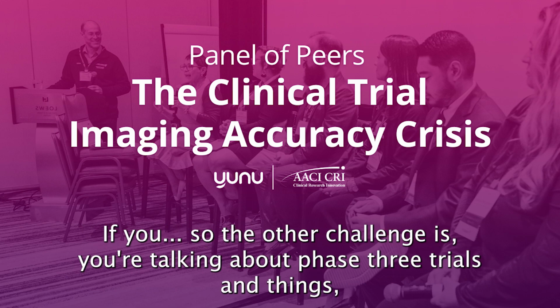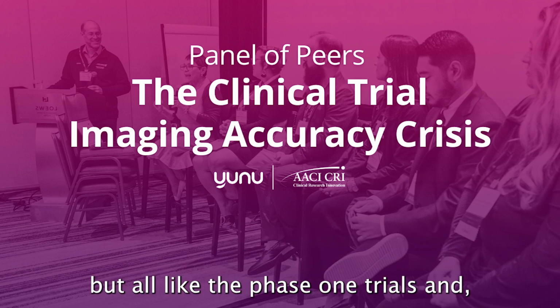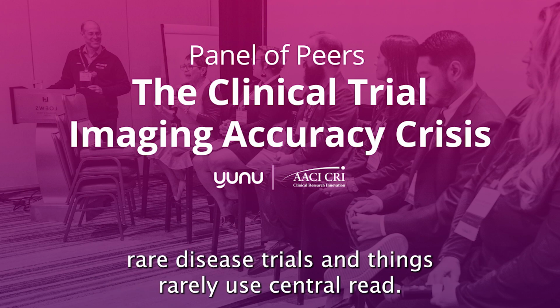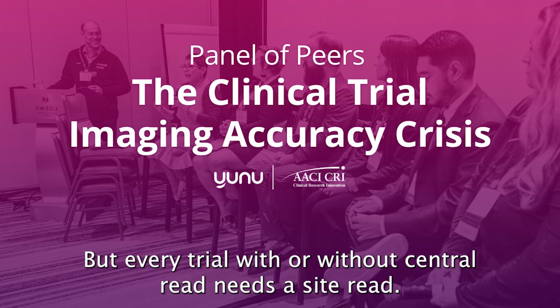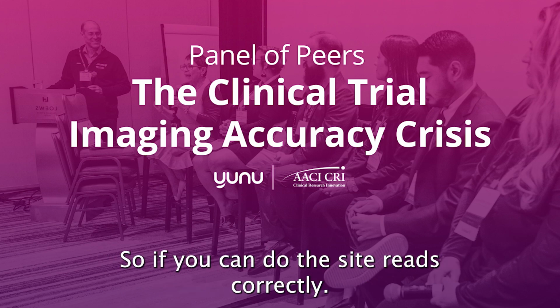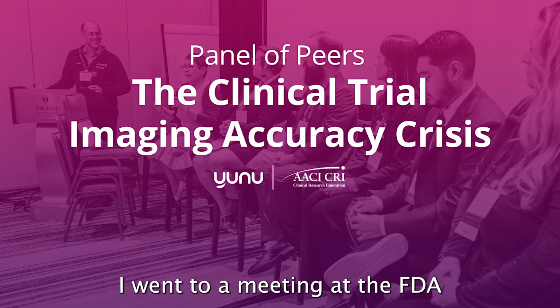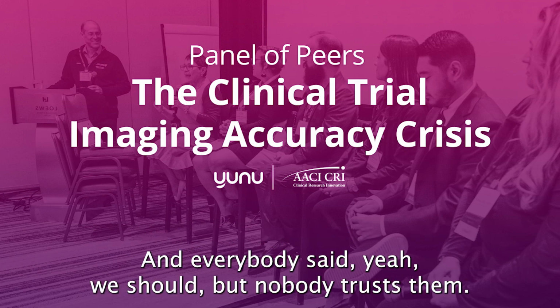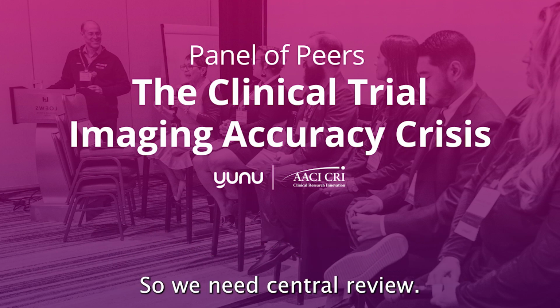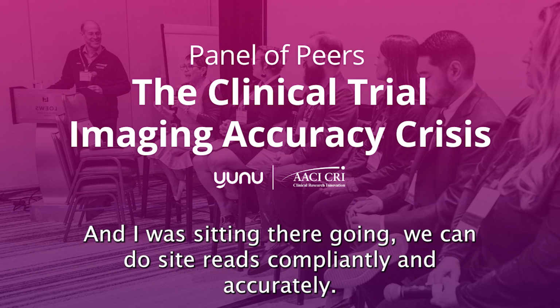To your comment, the other challenge is, you're talking about phase 3 trials, but phase 1 trials and rare disease trials rarely use central read. So they're depending on the site reads, not even having central read. But every trial with or without central read needs a site read. So if you can do the site reads correctly, I went to a meeting at the FDA about 10 years ago where they were saying, can't we just use the site reads? And everybody said, yeah, we should, but nobody trusts them, so we need central review. And I was sitting there going, we can do site reads compliantly and accurately, you know?